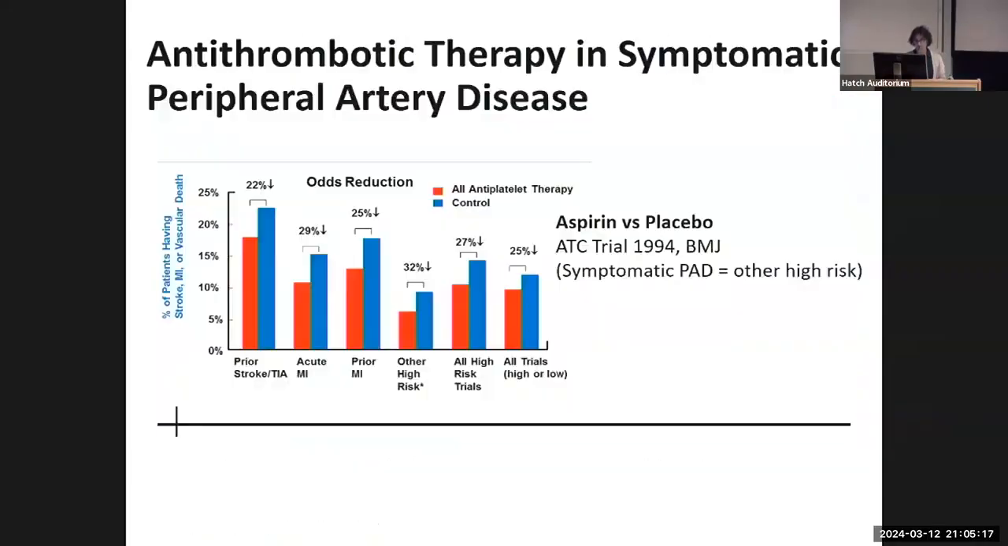So going back in time, the data for aspirin versus nothing comes from the Antiplatelet Trialists' Collaboration that was published in the 90s. The other high-risk group shown here were patients with PAD. The majority of antiplatelet therapy was aspirin, and it showed a 32% reduction in stroke, MI, or vascular death with the use of aspirin therapy. And so for that reason, at minimum, aspirin should be used.